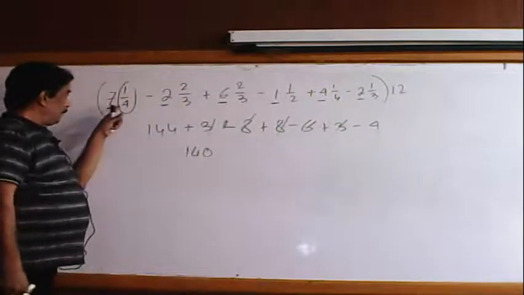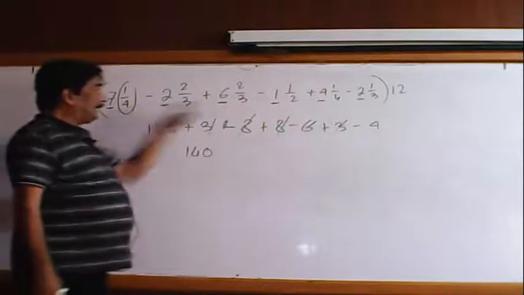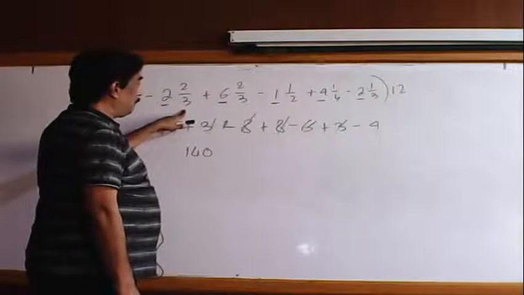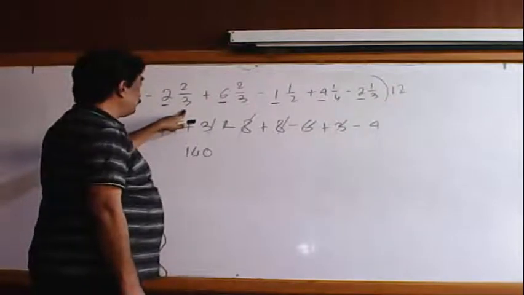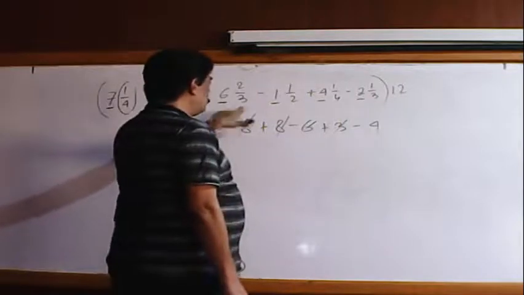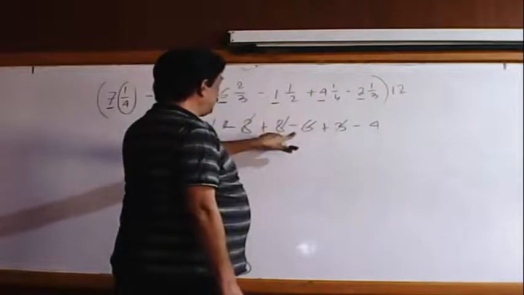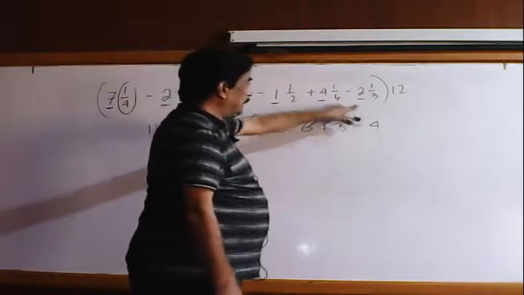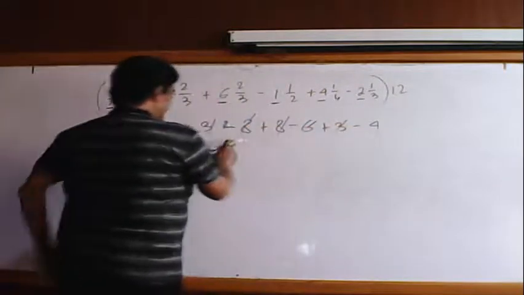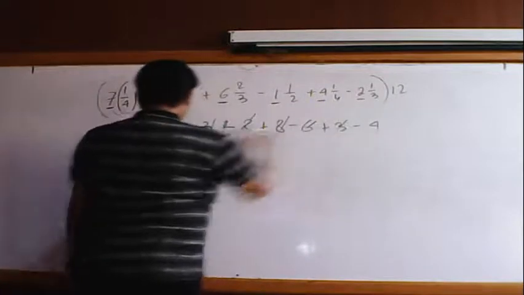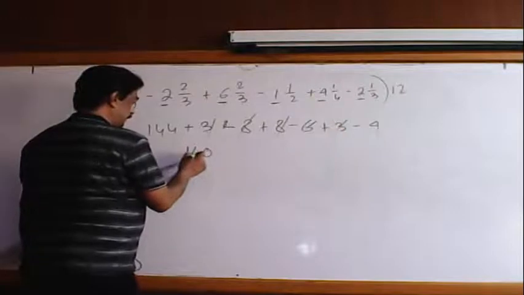Again, 1 by 4 into 12 result is 3, minus 2 by 3 multiplied by 12 is 8, plus 8, minus 6, plus 3, minus 4. So now these 8 cancel, 3 and 3 is 6, and 6 cancels, leaving minus 4. 144 minus 4 is 140.